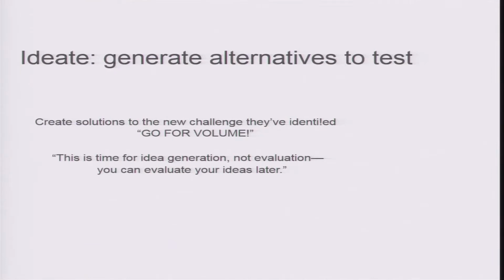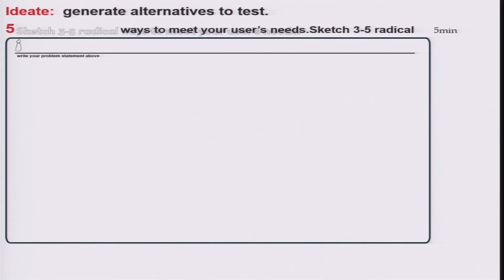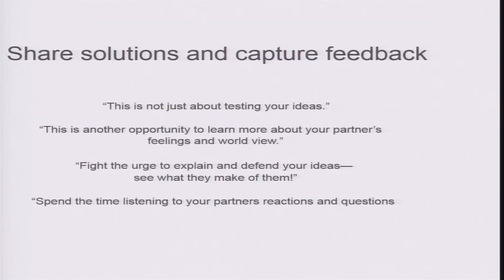So, you go for volumes first. You try to create as many solutions as possible based on the action statement that you have made, and generate ideas. Do not evaluate, just keep generating the ideas and write. So, you should sketch about 3 to 5 radical ways, where you could either sketch them or even just write them down, and then based on whatever alternatives you have generated, you will finally try to share the solution and capture the feedback.